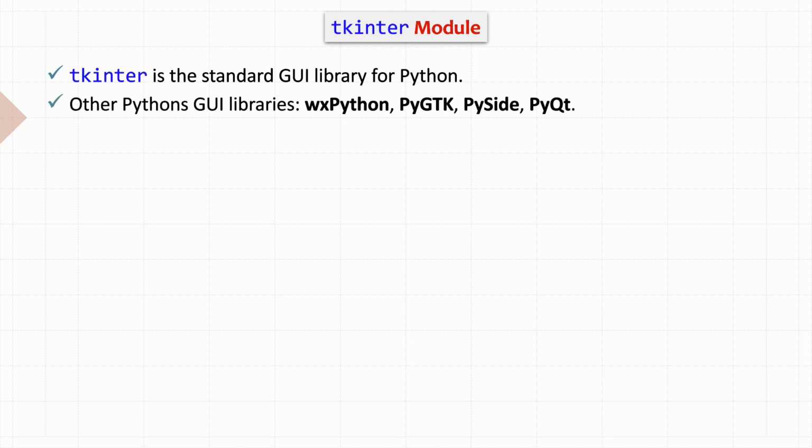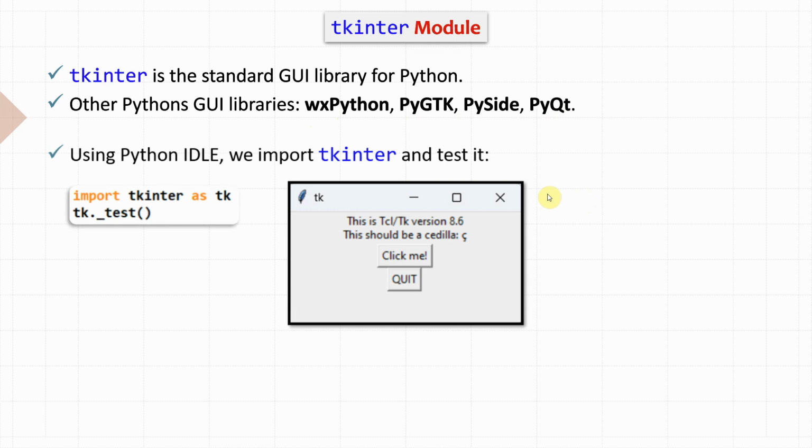Now we want to design the graphical user interface that will connect and interact with MySQL server. And for this we'll be using the tkinter module, which is the standard GUI library for Python. There are other libraries such as the ones mentioned here. We can test this module using the Python IDLE by writing this simple piece of code, import tkinter, and then tkinter._test(), which will show us this simple demo GUI, to confirm that the tkinter module is working properly.